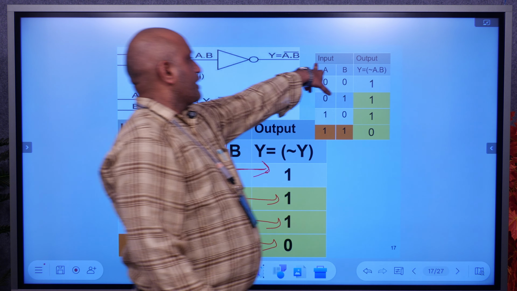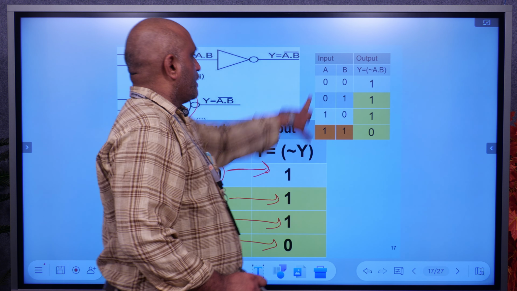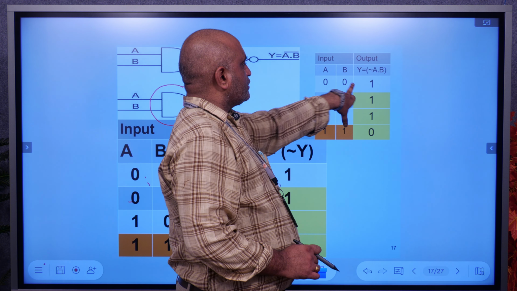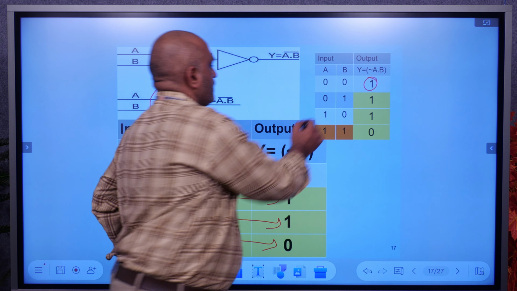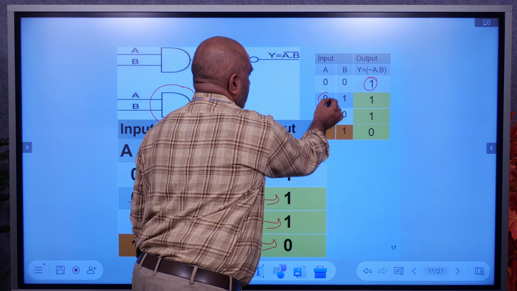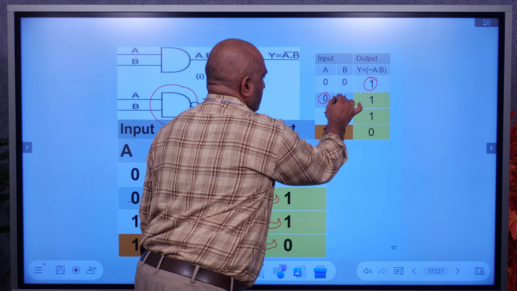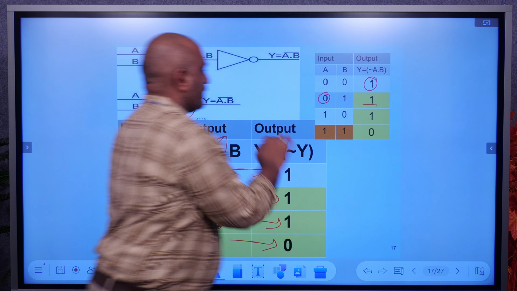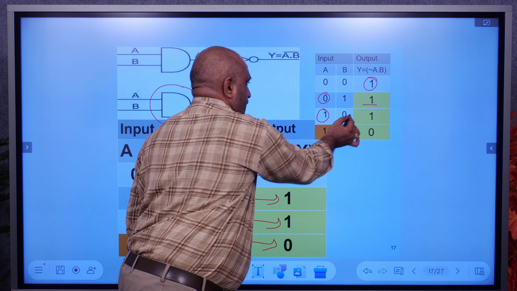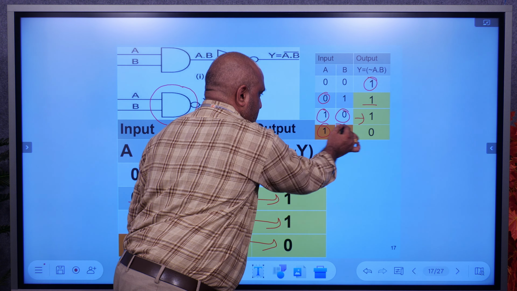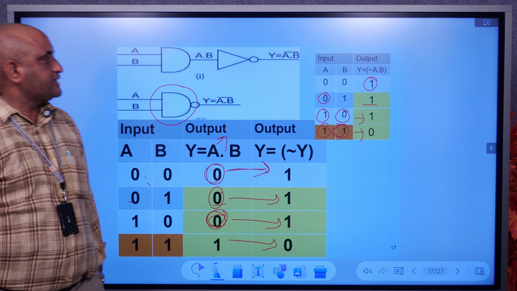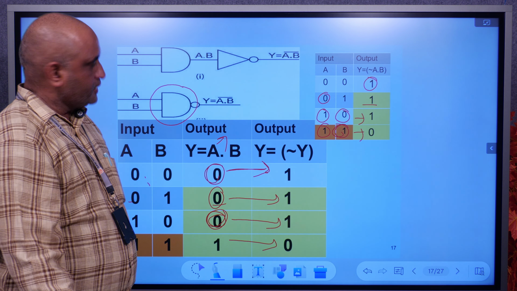Simply, when the inputs A and B are both 0, you get the NAND gate output as 1. Simply reversed, okay, because one input is 0, the output is 1. One input is 1, the other is 0, you get 1. Both inputs are 1, you get the output 0. This is nothing but a NAND gate.